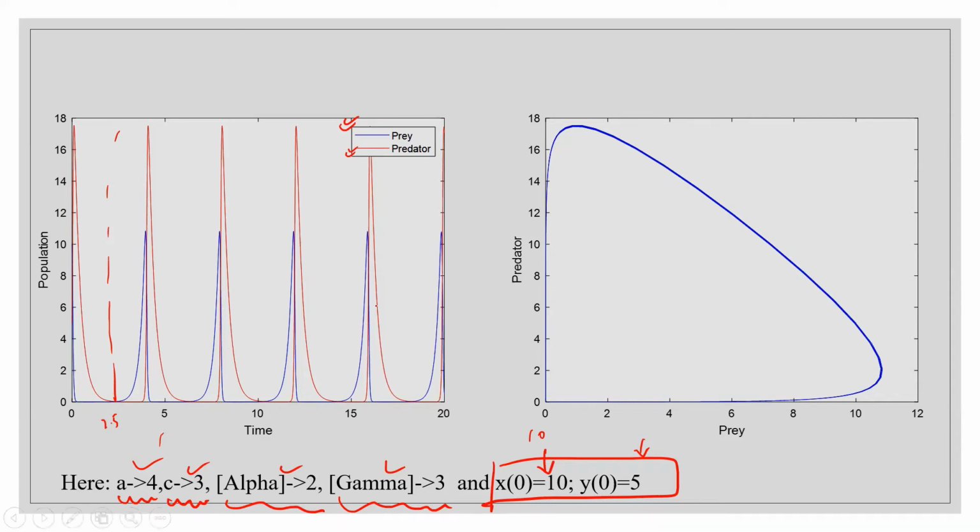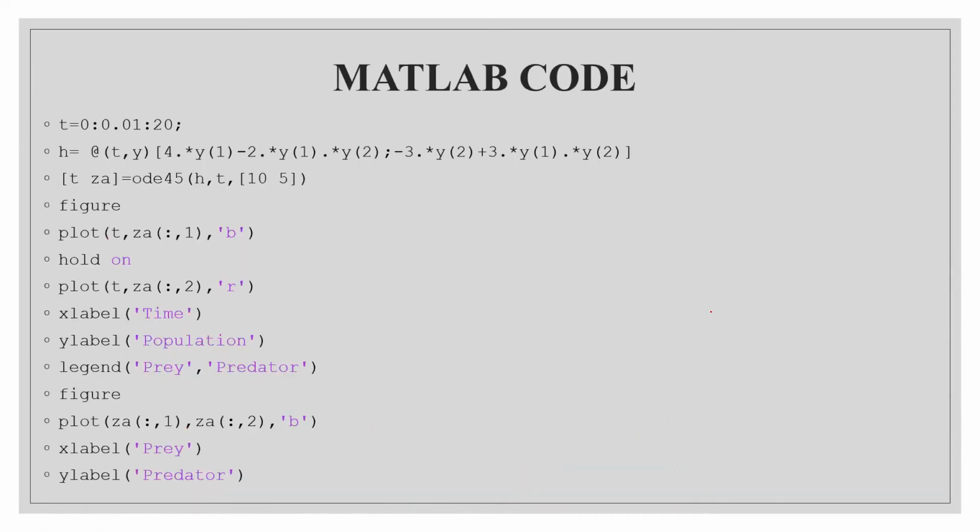So this is a time series graph, and this is the phase portrait between prey and predator, which is also showing you the same thing: that the prey and predator will move on and off again and again. Now this is a MATLAB code which I have used to draw those figures.